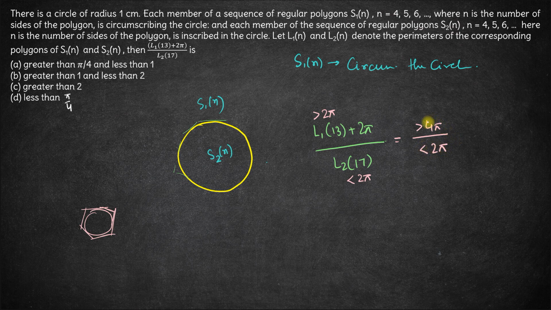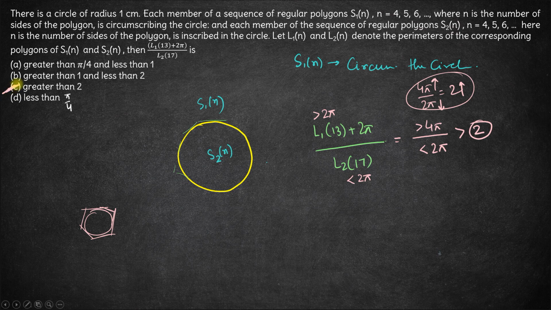So you have a number which is greater than 4 pi and a number less than 2 pi. This ratio definitely must be greater than 2 for sure, right? If the numerator were equal to 4 pi and the denominator was equal to 2 pi, the ratio would have been equal to 2. But this is more than 4 pi and this is less than 2 pi. So the ratio will definitely be greater than 2. So the answer to this question must be option C, greater than 2.